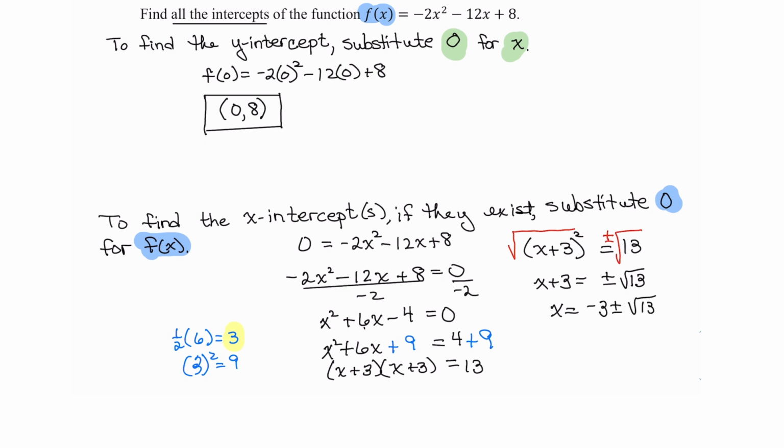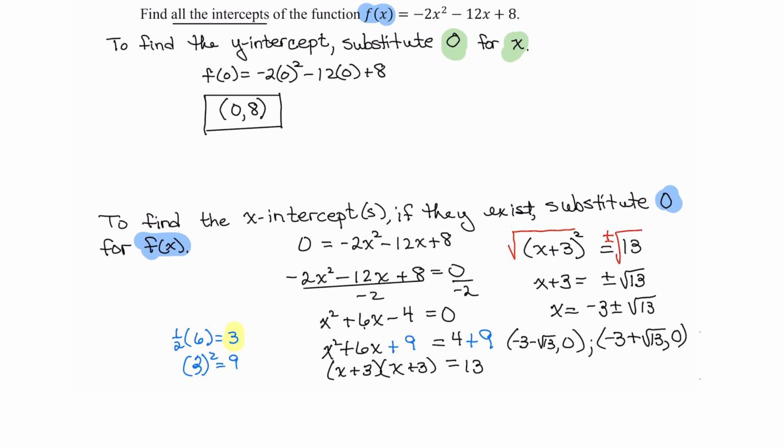And so I had a positive number that I was taking the square root of. That means those are real numbers. And so I have my two x-intercepts. The first one is negative 3 minus the square root of 13, comma 0. And the second one is negative 3 plus the square root of 13, comma 0.